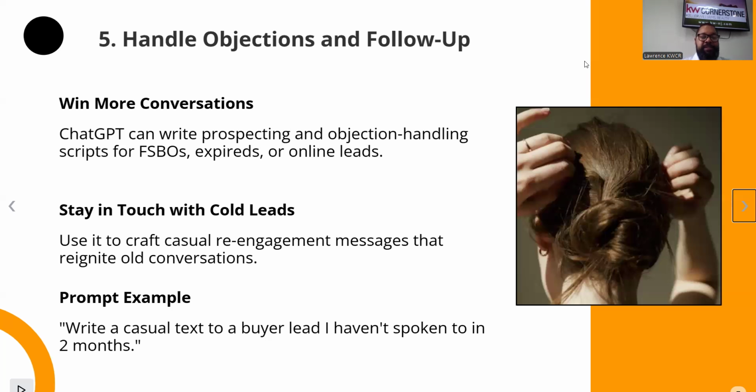You're going to ask ChatGPT to write you a casual text to a buyer lead I haven't spoken to in 2 months, but make it sound very engaging. Like I'm really looking forward to speaking to that person. I haven't spoken to him in a while. I want you to make it sound like me. You can add all those different specifics into your prompt so that it can help you the best way possible.